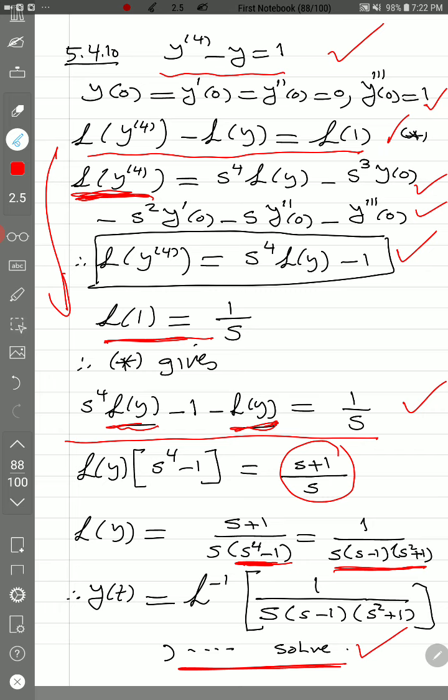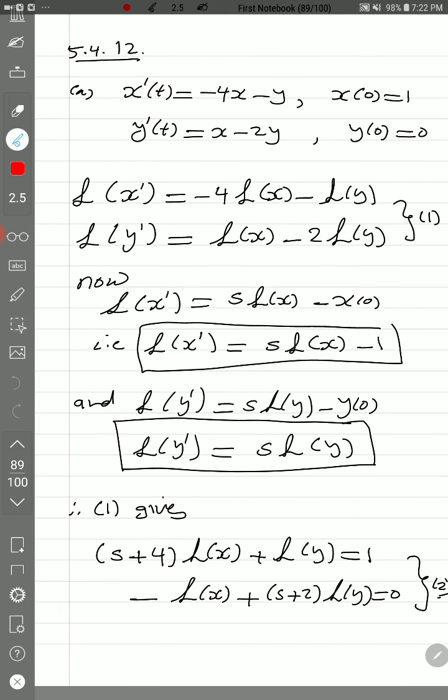The last example, which is very important, is when you have a system of differential equations. This is example 5, exercise 5.4.12. It's 3 parts, written A. The A is given. This is a system. You have 2 differential equations here, and this is the initial condition. So what's the solution? The solution will be x of t, y of t, in fact. It's a pair, because it's a system of differential equations.